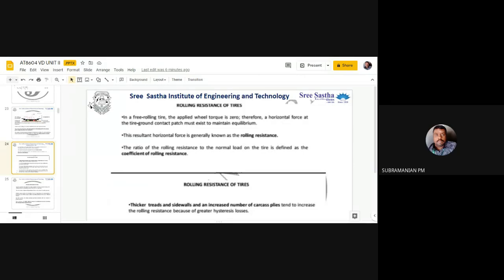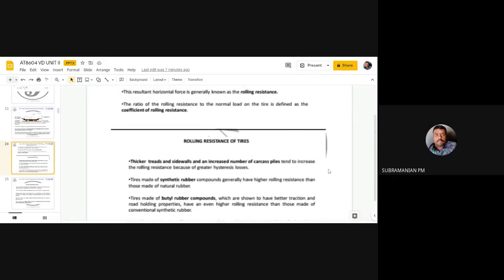And also you have to remember there is a term called coefficient of rolling resistance. That is the ratio of rolling resistance to the normal load on the tire. So that is called the coefficient of rolling resistance. When you put a ratio of rolling resistance to the normal load on the tire, it will be the coefficient of rolling resistance.